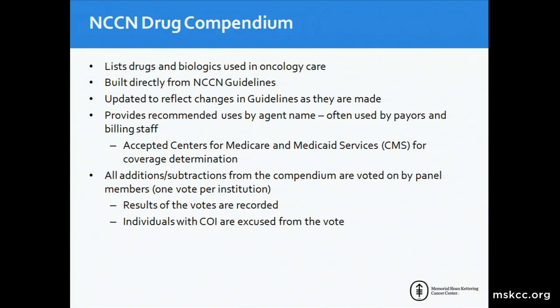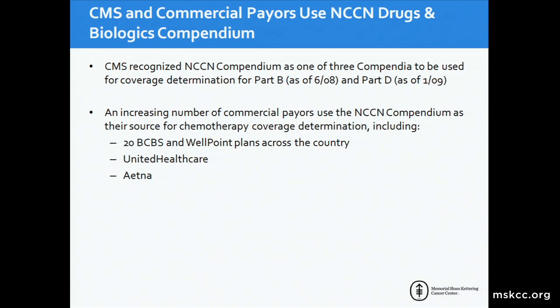Drugs are named, and this is used by payers, and it's also accepted by the Centers for Medicare and Medicaid Services, CMS, for coverage determination. And as a result, all additions and subtractions from the compendium are voted, recorded, and available publicly. And anyone with a conflict of interest is excluded. There are 3 compendia that CMS recognizes, and the NCCN compendium is one of them.